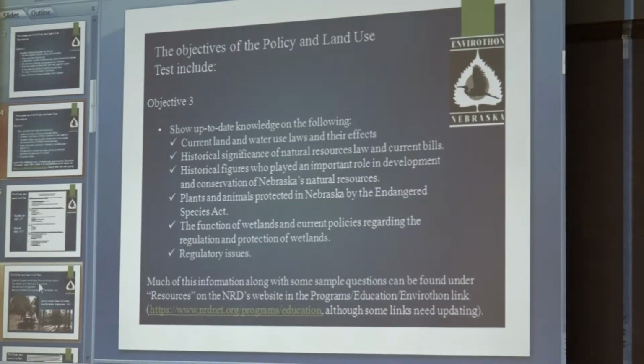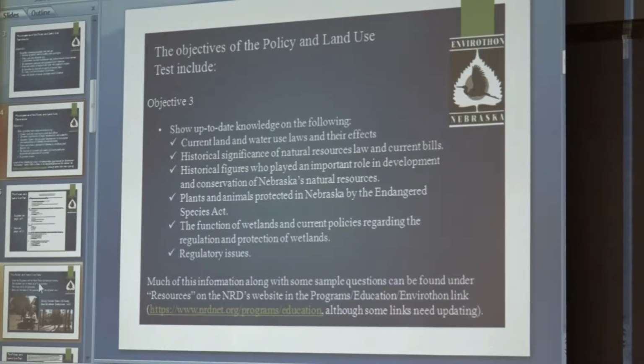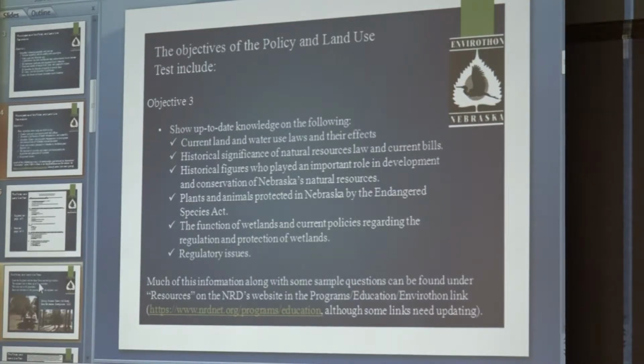Third objective, up-to-date knowledge of the following: current land and water use laws, historical significance, the natural resources laws. Historical figures are included in there, the importance of their role in conservation and natural resources. Plants and animals protected by the Endangered Species Act, function of wetlands and policies regarding their regulation, production, regulatory use, regulatory issues. Right there on the bottom, that's the source of where these objectives came from, which I probably wrote years ago.